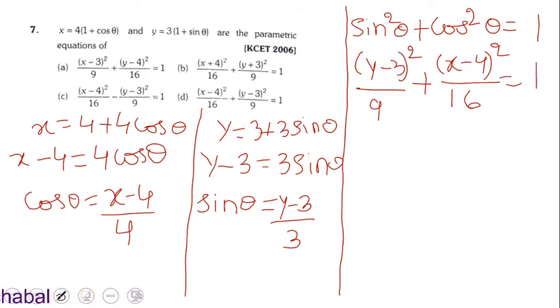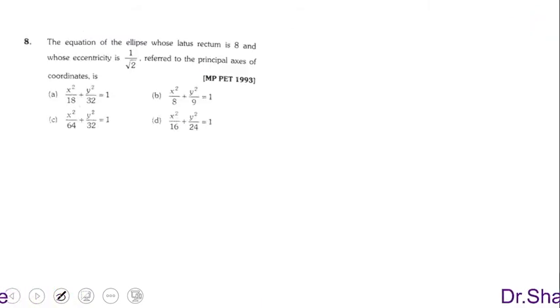So this option we have to check. So x minus 4 whole square by 16 plus y minus 3 whole square by 9 equal to 1. So clearly we observe that option D is the right answer. Looking at the question, it looks very complicated, but using a trigonometric identity we can easily find a solution for this particular question. Yes. So we'll move to our next example. This will be the last example.